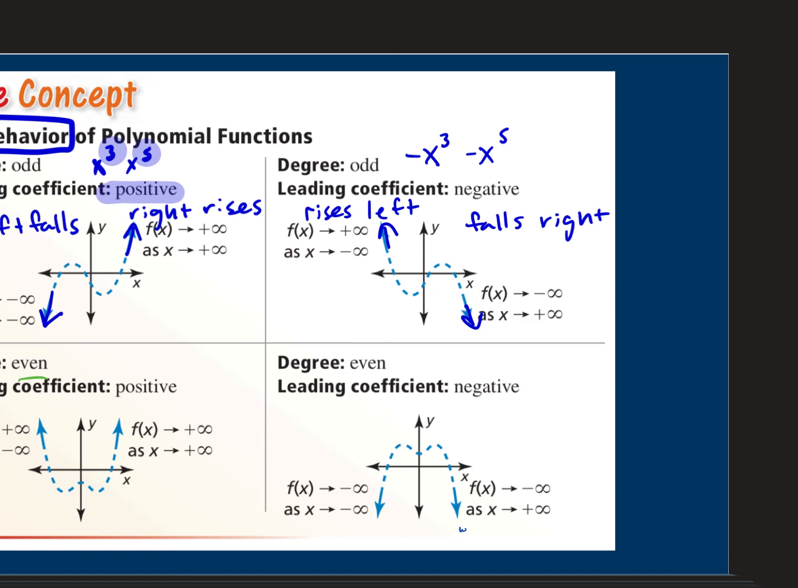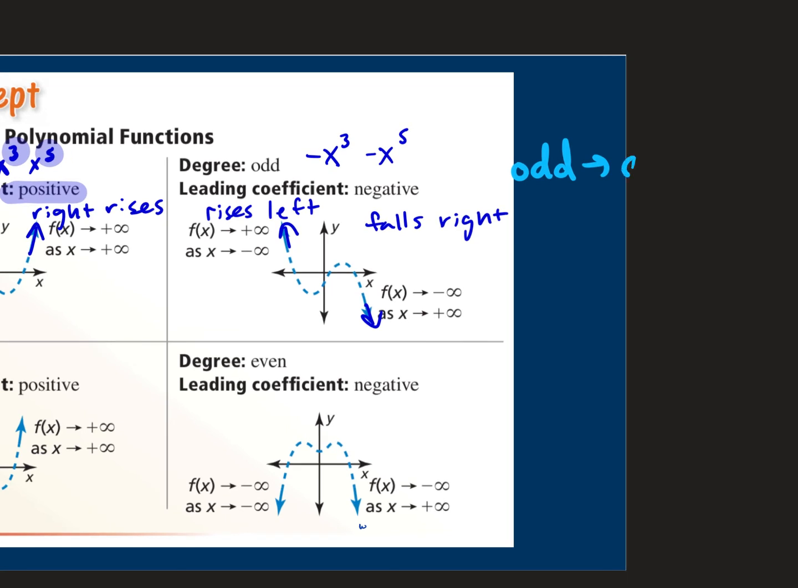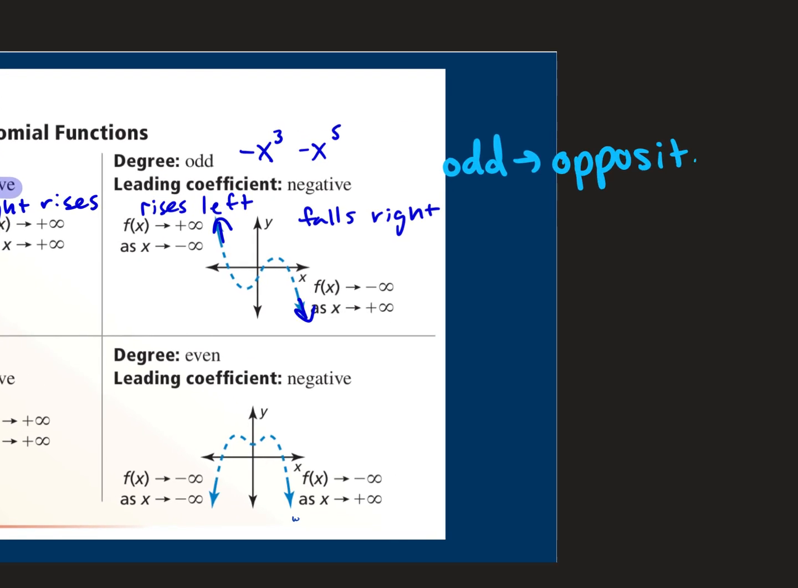So one way we can remember when it's odd, the arrows go in opposite directions. So when the degree is odd, the arrows go in opposite directions. Now, if our degree is even, the arrows are going to go in the same direction.